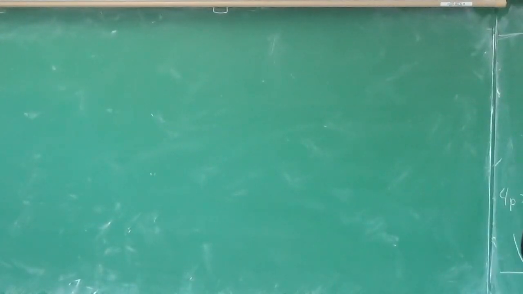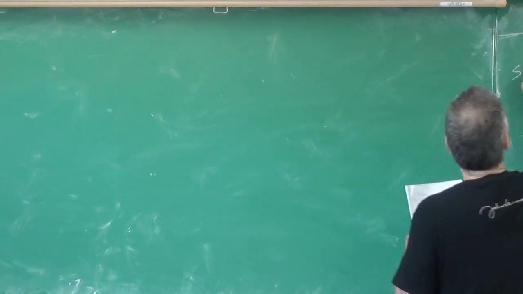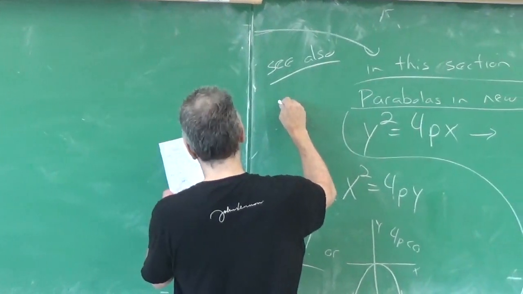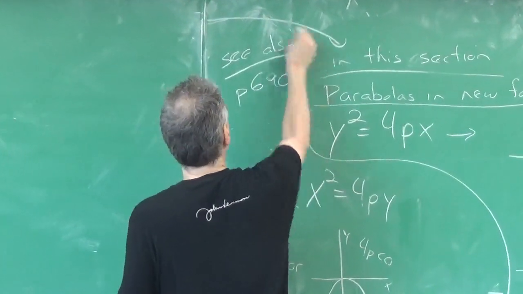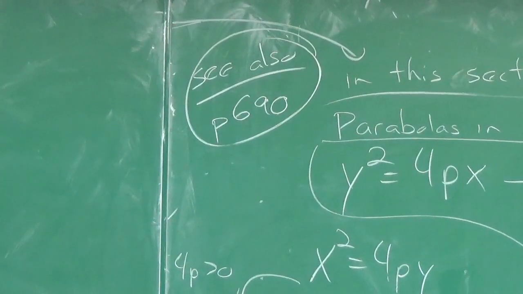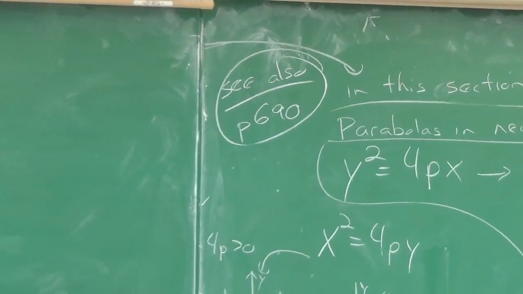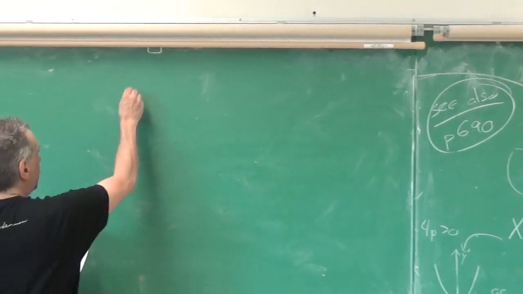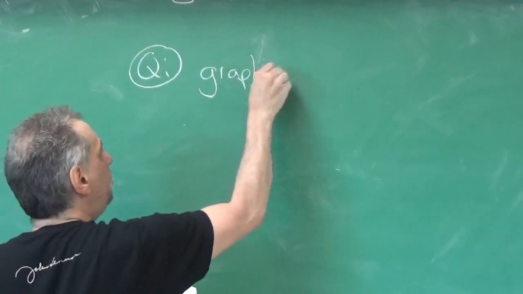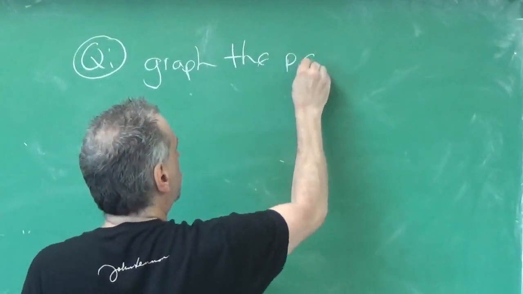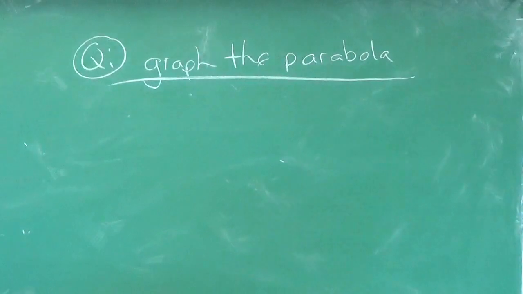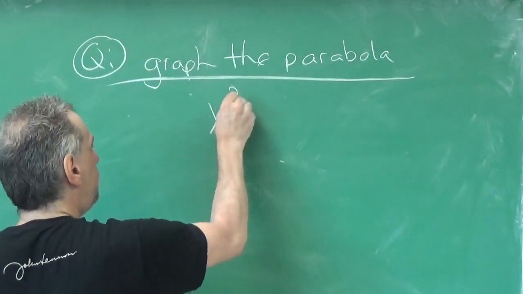And all this stuff is nicely summarized for you on page 690. I'll give you probably better pictures than I'm drawing. All right, so same types of questions. Let's say the question is, graph the parabola, and you're given an equation.